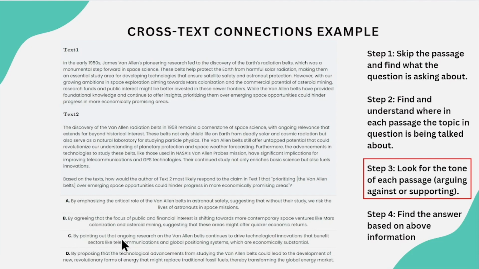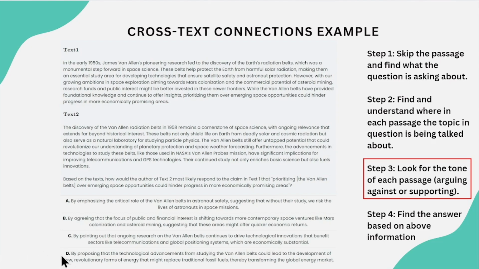C, by pointing out that ongoing research on the Van Allen belts continues to drive technological innovations that benefit sectors like telecommunications and global positioning systems, which are economically substantial. Great. So once again, this seems right. He's saying, actually not so fast. It provides a ton of technological innovations, and we should keep investigating it. So C seems like the right answer.